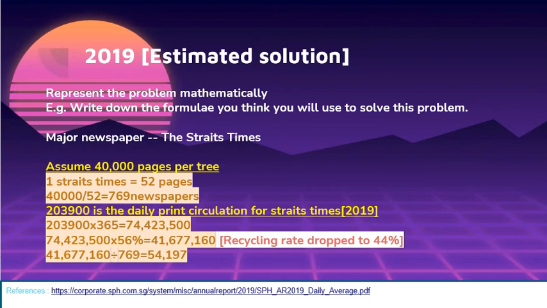We take that number, multiply by 365, which equals 74,423,500, which is the year print circulation for the Straits Times. We take that number, multiply by 56%, which equals 41,677,160, which is the number of papers that are not recycled. And we take that number, divide by 769, and we get 54,197, which is the total number of trees needed.